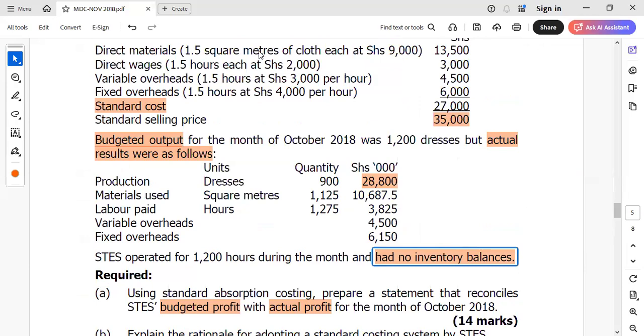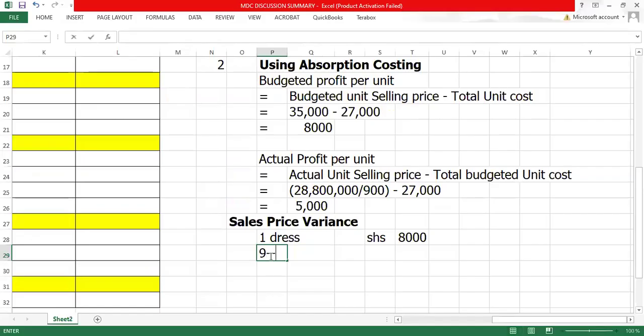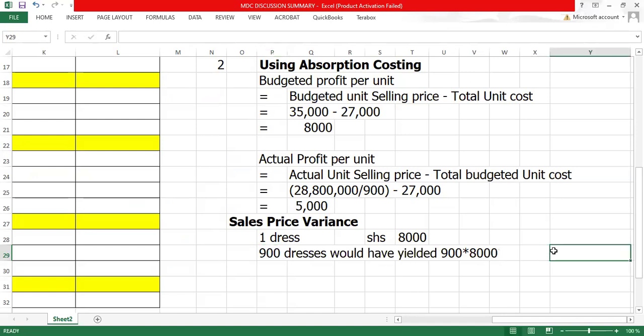So we are going to say that these 900 dresses would have yielded how much? According to your budget, it would be 900 times 8,000. Here you get how much? According to your budget, you could have earned this money.